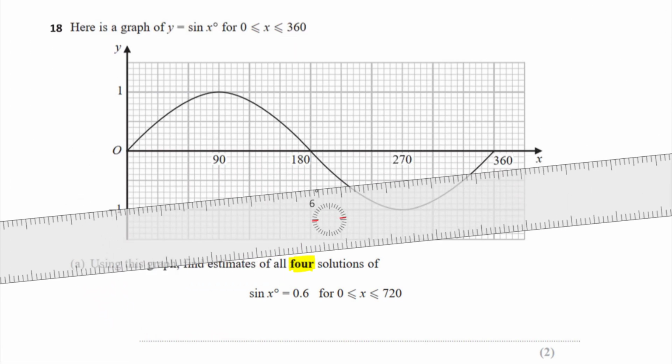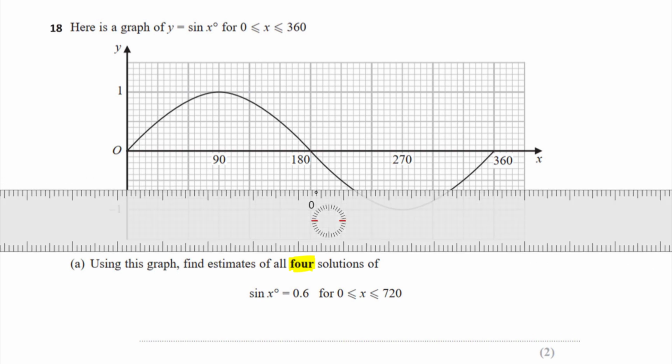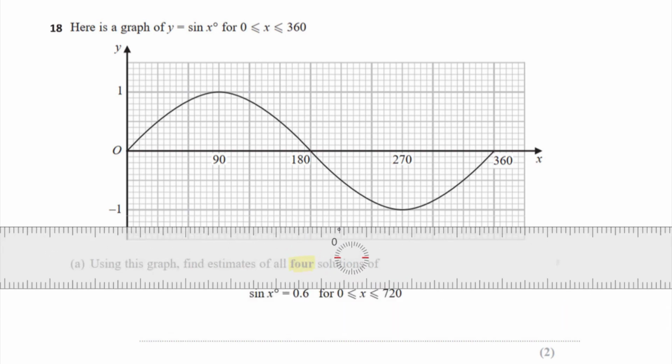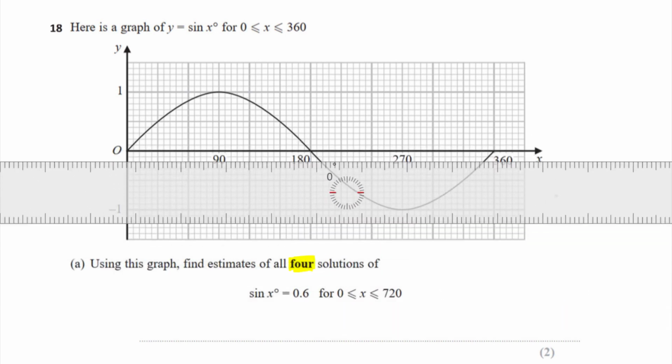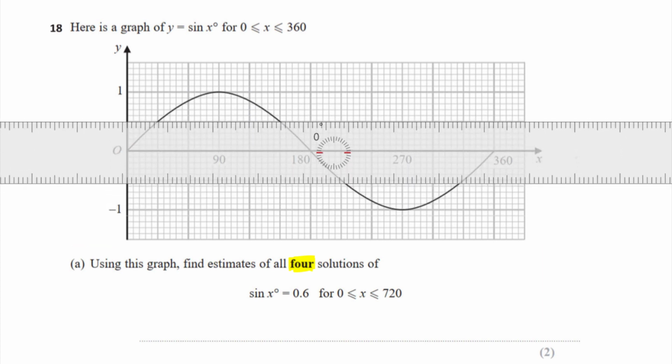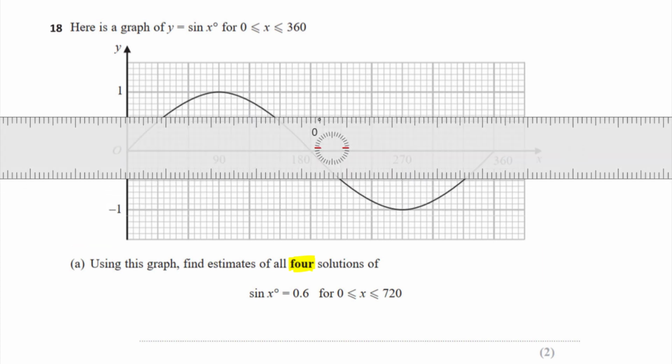So, if you see something in bold, just take extra special attention to it, because it's something that usually students overlook. Okay? Right, so I want to find estimates for all 4 solutions that sine x is equal to 0.6 for x between 0 and 720. Okay, well, 0.6 on my graph is going to be, like you can see, you've got 0 there, 1 there, you've got 10 divisions in between. So 0.6 is going to be 6 little boxes between 0 and 1.